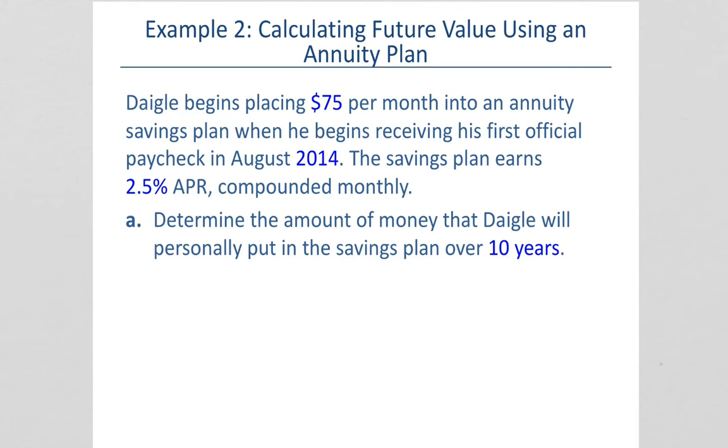Daigle begins placing $75 per month into an annuity savings plan when he begins receiving his first official paycheck in August of 2014. The saving plan earns 2.5% APR, compounded monthly. Determine the amount of money that Daigle will personally put into the savings account over 10 years.